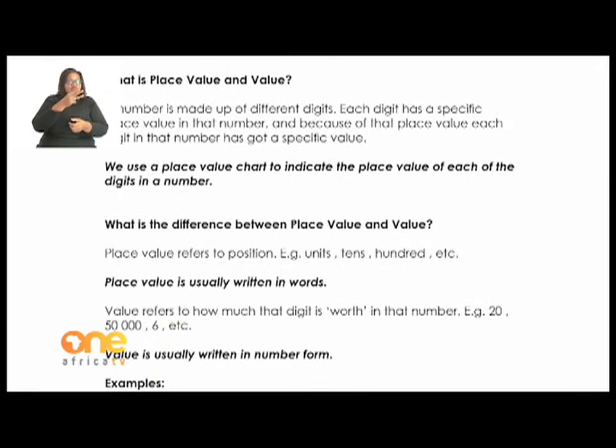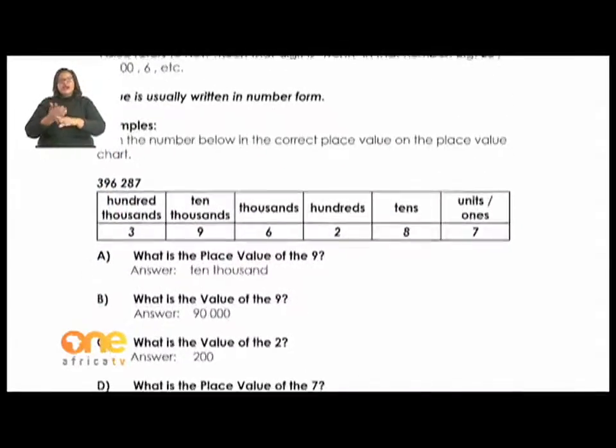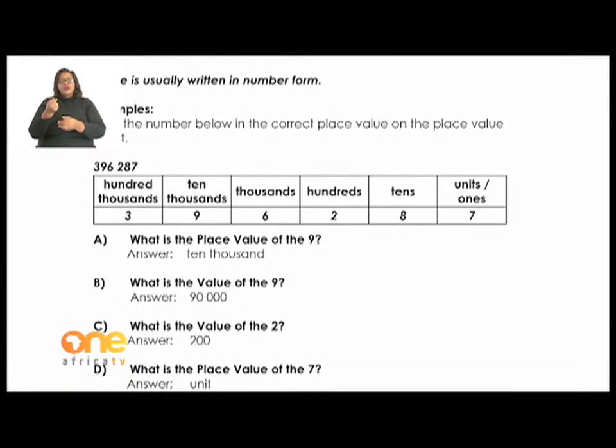And we usually use a place value chart, which we will record our digits in. And from the place value chart, we get our place value and we get our value. Now let's try a few examples. If we look at our book, there we have quite a big number. It says, fill in the numbers below in the correct place value on the place value chart.